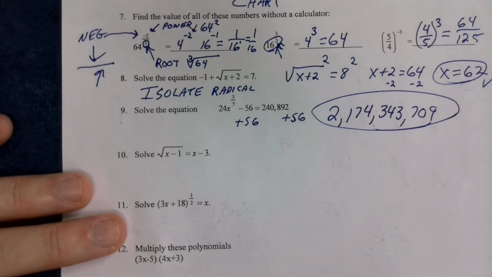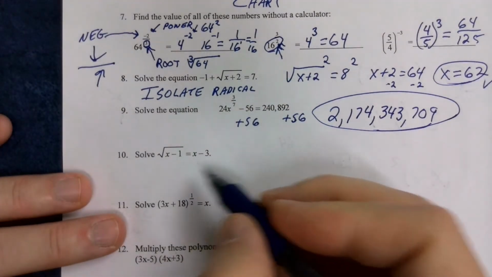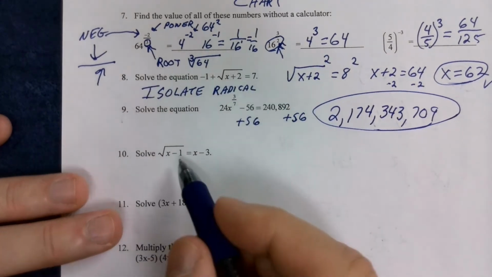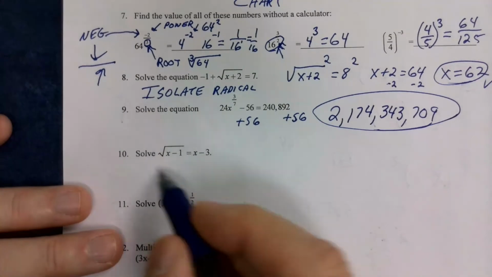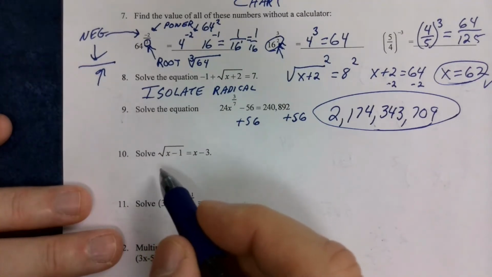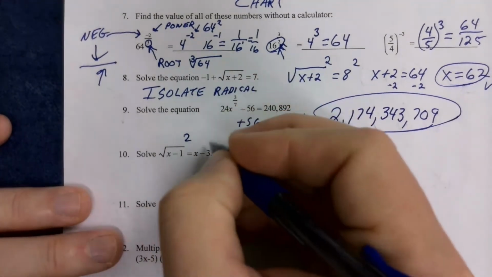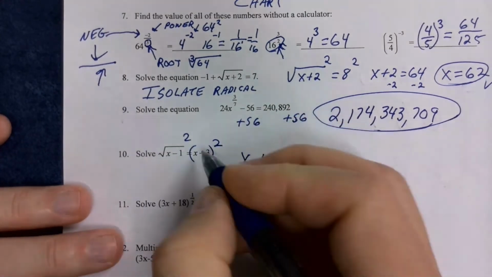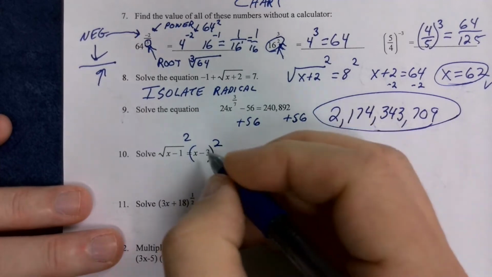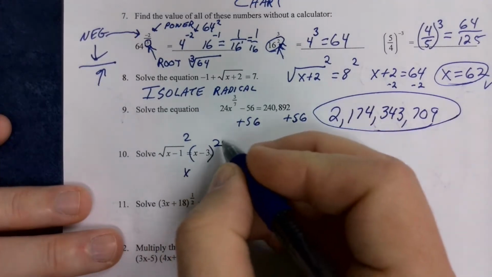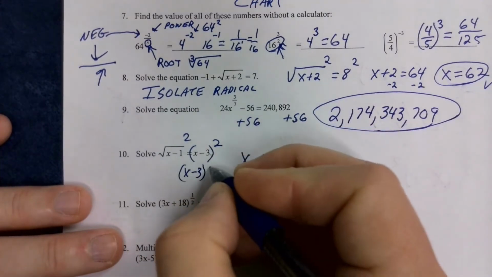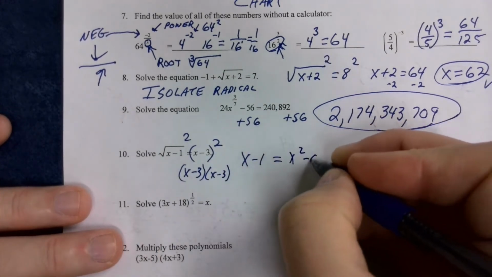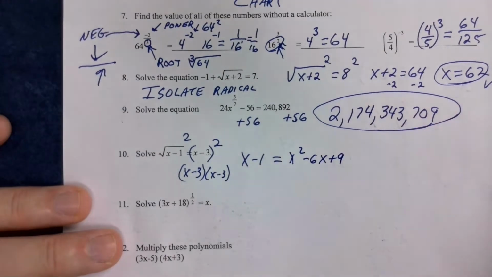Okay, so on this one, I already have a radical, so it's a radical equation, similar to number 8. But on this one, the left side is already isolated. I don't need to move anything over to the right side. So I'm going to square both sides. And when I square the left side, I get x minus 1. When I square the right side, I actually have to FOIL that, because x minus 3 squared means x minus 3 times x minus 3. So I get x squared minus 6x plus 9.